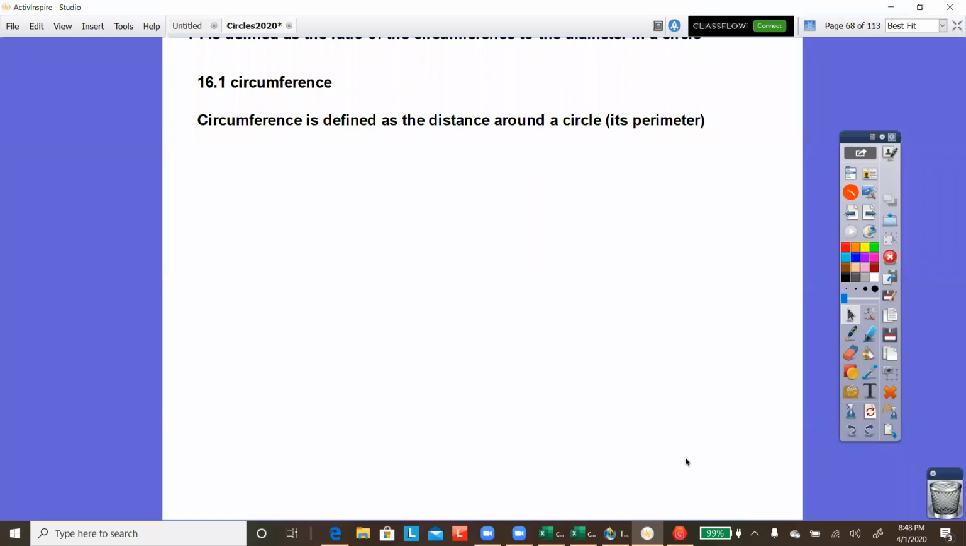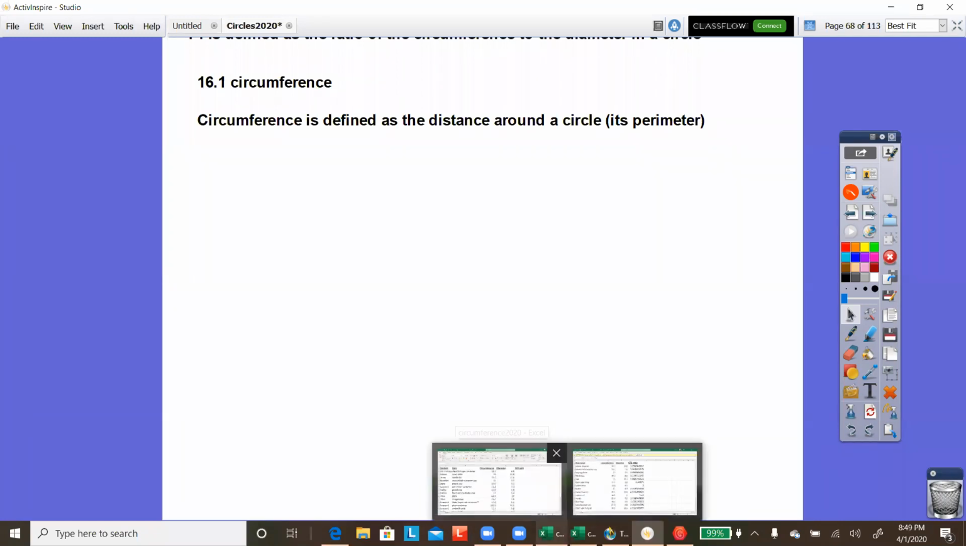Okay, so the last time for homework, I asked you guys to measure different circular items, and that was called the circumference, if you remember. The circumference is the distance around a circle, the perimeter of a circle. So I asked you to measure the circumference of a circle of various items around your house, as well as the diameter of the circle.